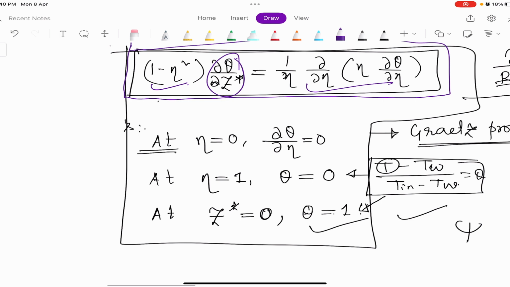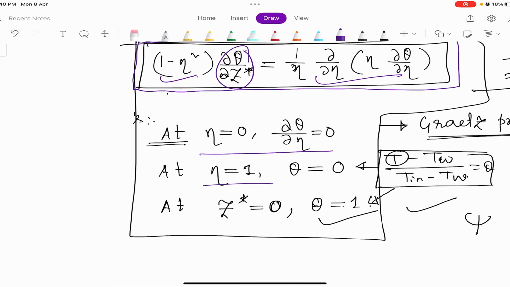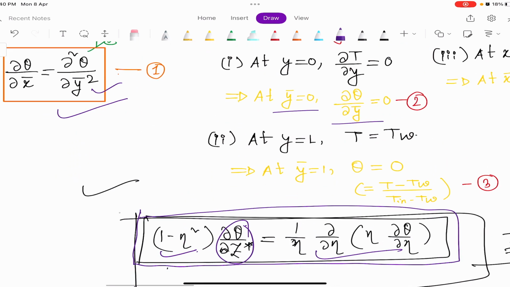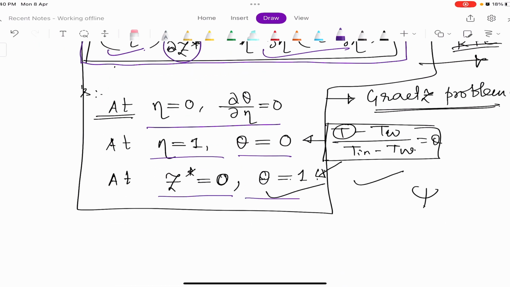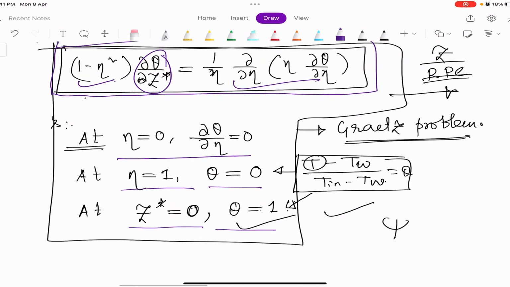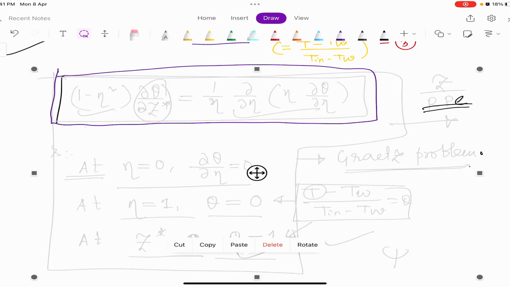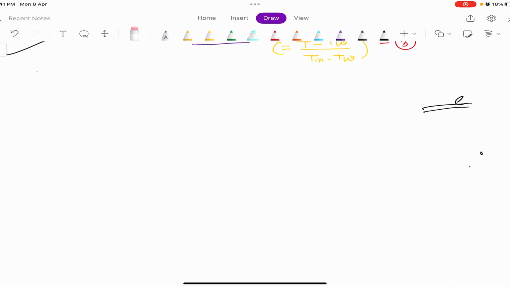And you see the boundary conditions. At eta equal to 0, this is the symmetry condition, my gradient is 0. Here also at y bar equal to 0, my gradient is 0. Then at eta equal to 1, my variable is 0. Here also at y bar equal to 1, my variable is 0. At z star equal to 0, theta was 1, and here also at x bar equal to 0, theta is 1. So it is an exactly similar problem, just the form of the governing equation is a bit different. Now let me remove it, because I don't need this.